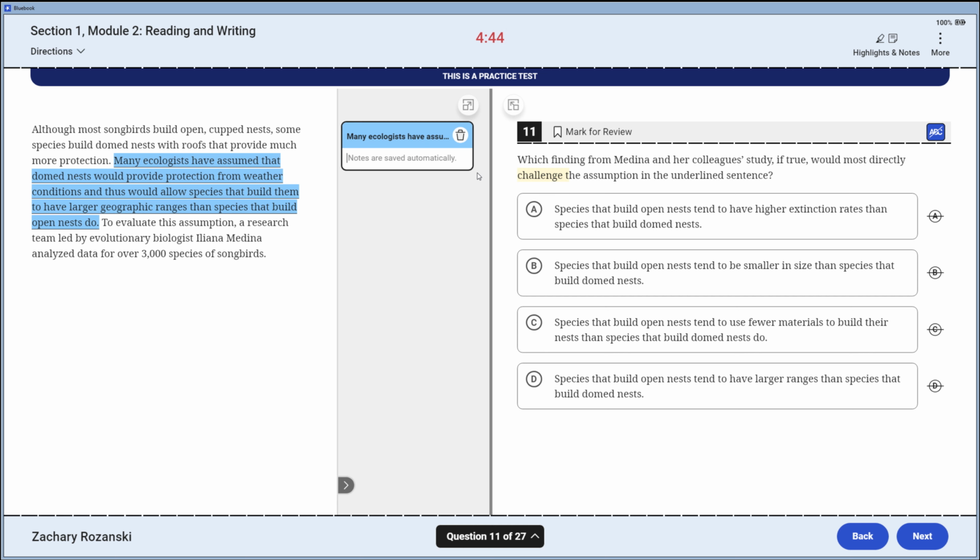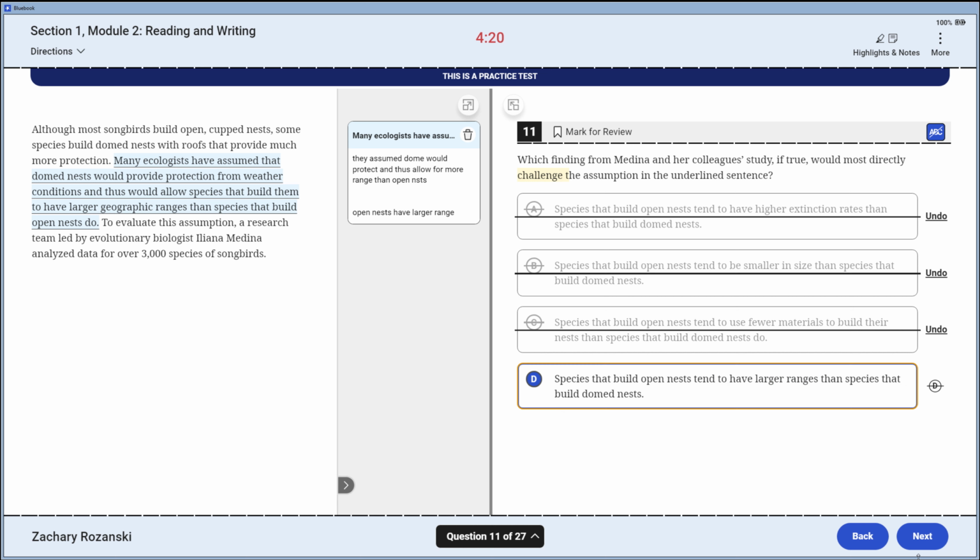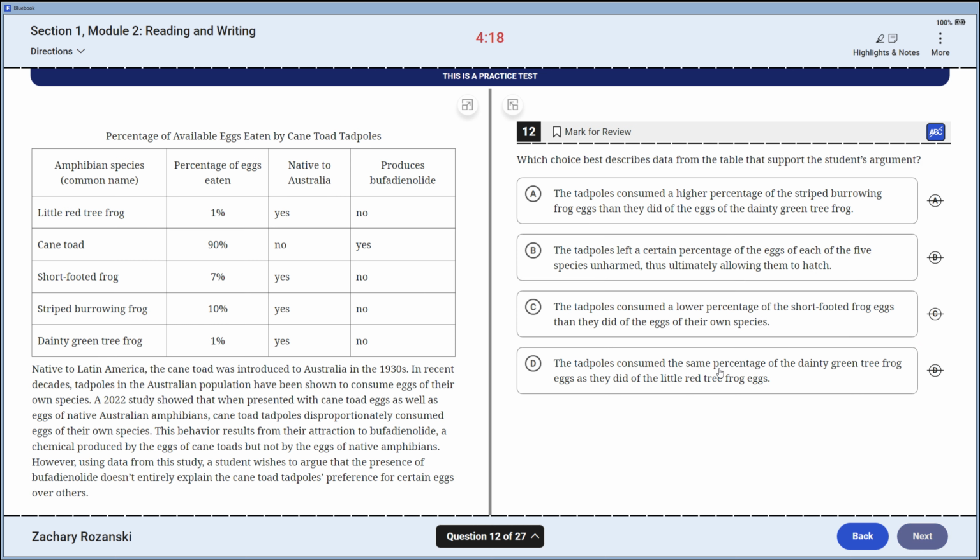Challenge. They assumed the dome would protect and thus allow for more range than open nests. So we would challenge that most directly by showing that open nests have larger range. Extinction rate doesn't seem to be it. Smaller in size doesn't seem to be it. Fewer materials doesn't seem to be it. And longer ranges is absolutely species that have longer ranges than that.